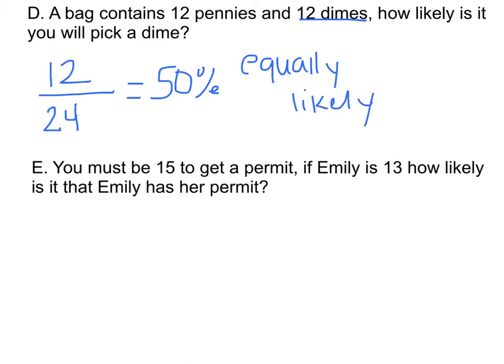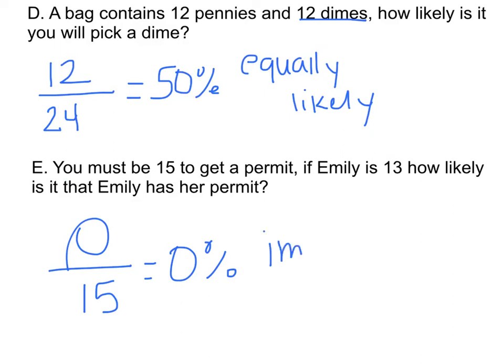All right, let's try E. You have to be 15 to get a permit. If Emily is 13, how likely is it that she is going to get her permit? Is she at 15? No, she does not. You have to be 15 or older, and she is less than 15, so it's going to be 0 out of 15. So there's a 0% chance that Emily has her permit. So it's impossible.